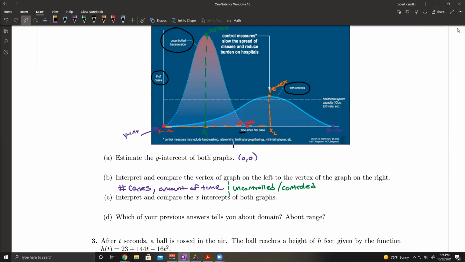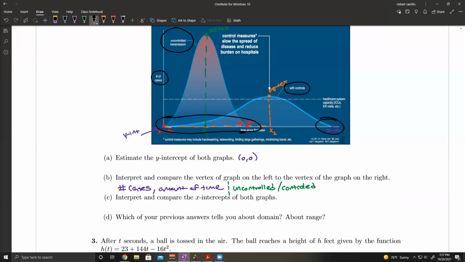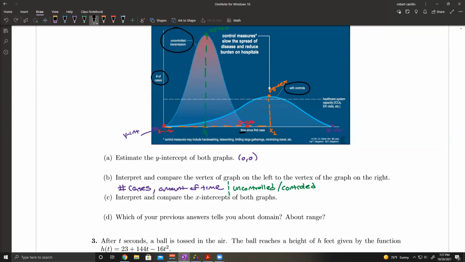Maybe they both have X-intercepts. Well, we definitely know they all have X-intercepts, but what do you notice? What is the difference between the X-intercepts of the first graph and the X-intercept of the last graph? Well, one has 2 and one has 1. This one also has 2. They both start at 0, 0. One is a longer time, one is a shorter time.